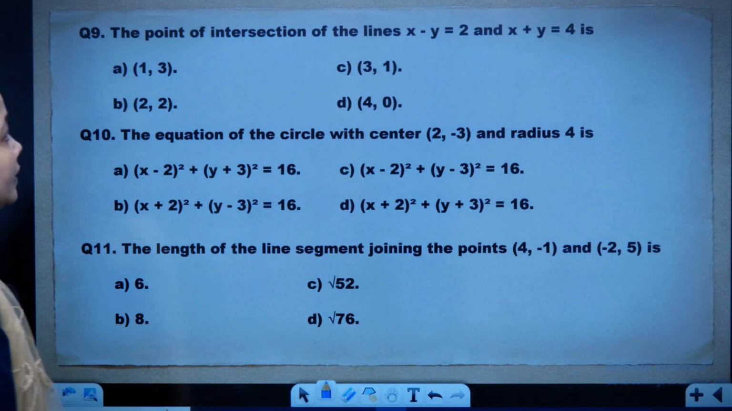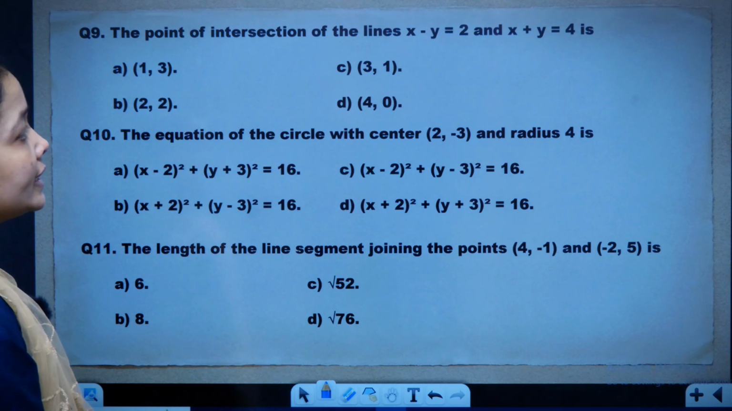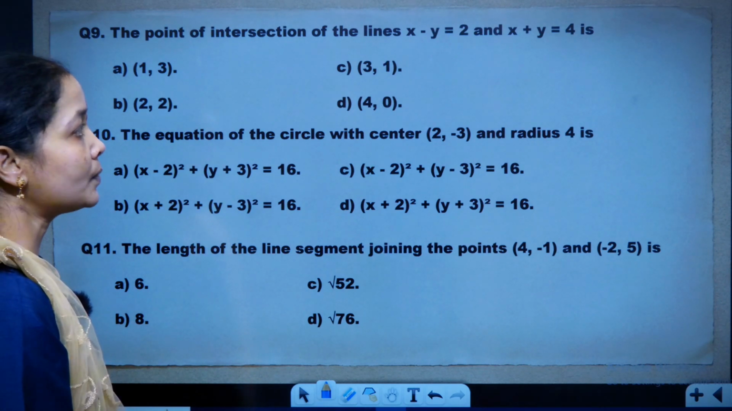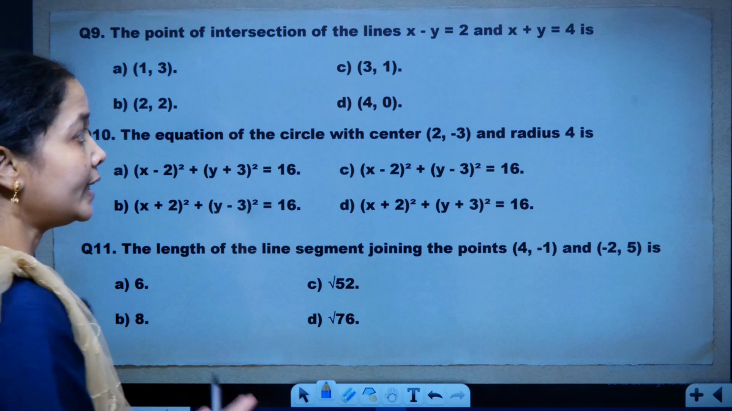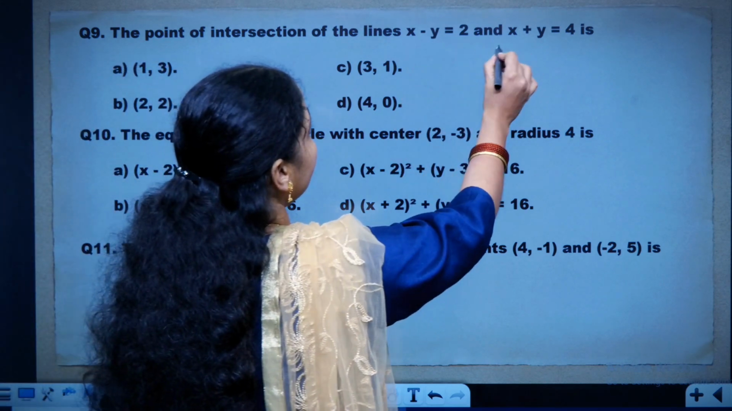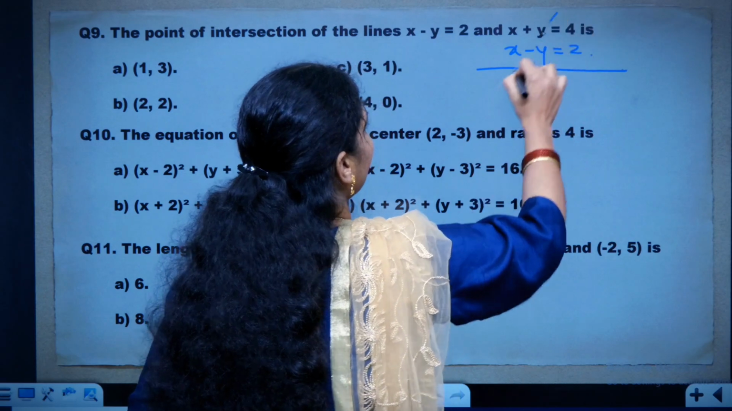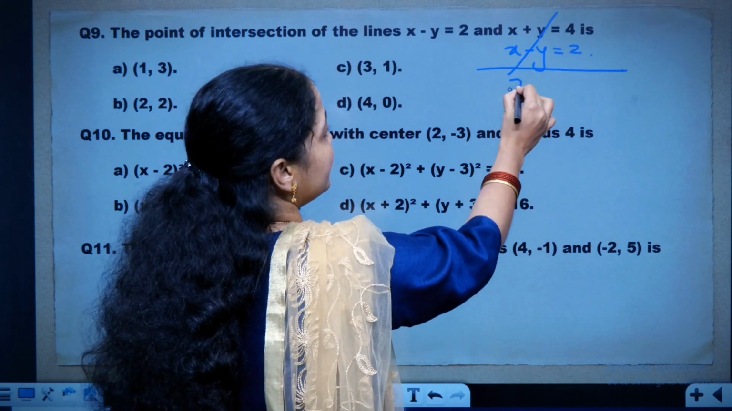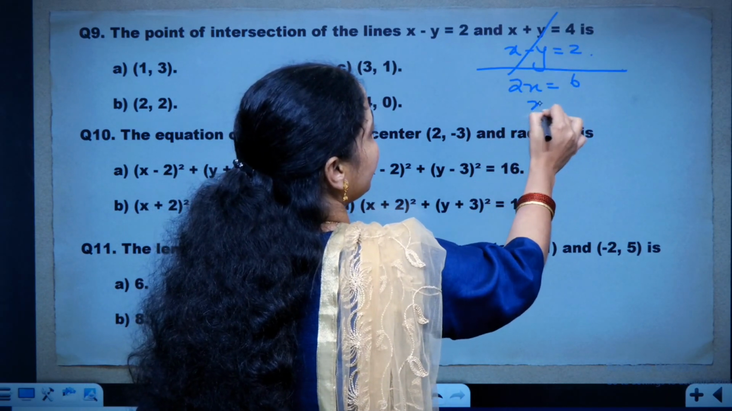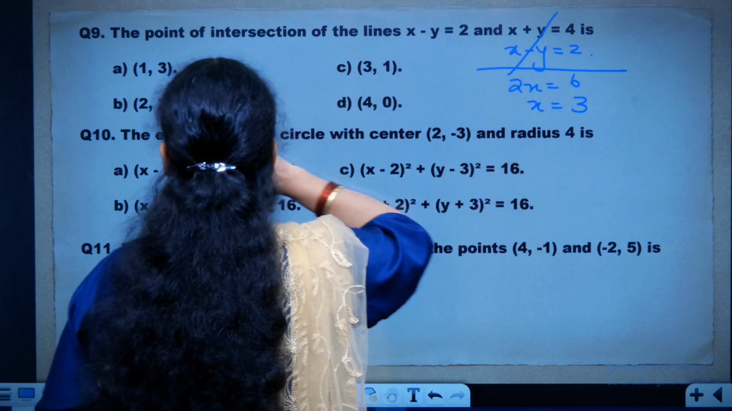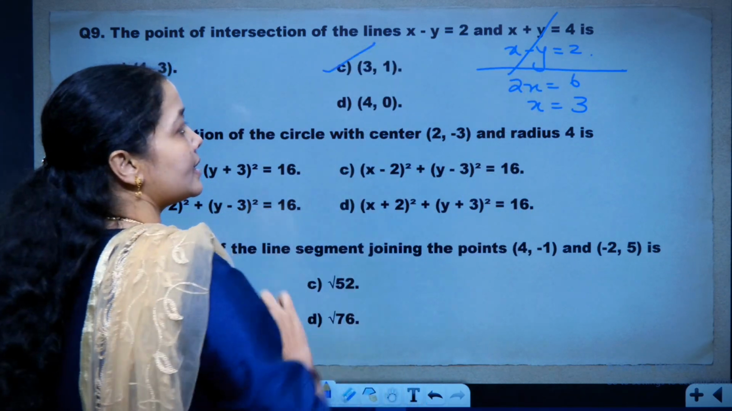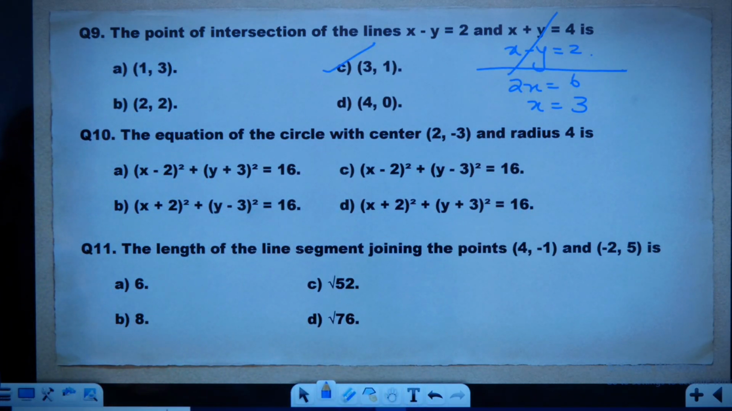In the next question, the point of intersection of the line x minus y equal to 2 and x plus y equal to 4 is... I have to find the x and y coordinates. Directly substituting x minus y equal to 2 here. If I write one below each other, y is getting cancelled, 2x is 6, x is directly 3. I have only one option matching with x as 3 and y as 1, so option C will be my right answer here.